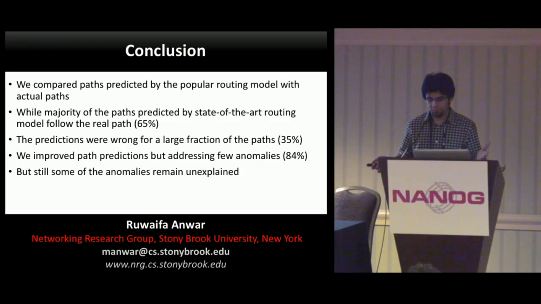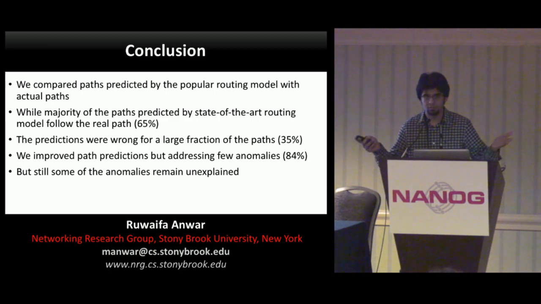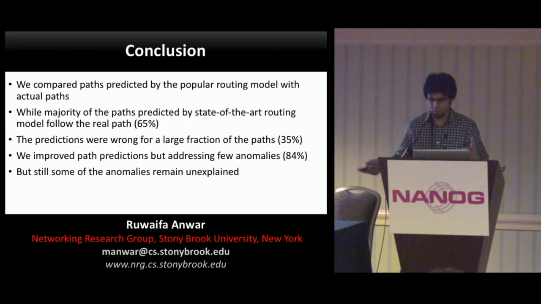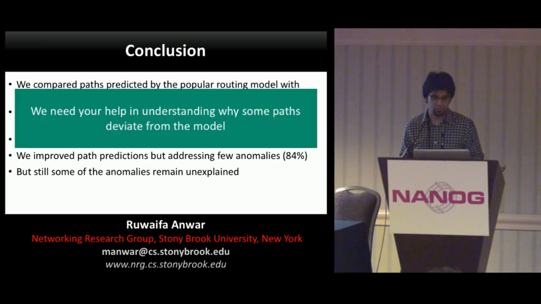We could explain a few decisions by sibling ASNs, geography, prefix-specific policies, undersea cables, and domestic path preference. After this, the accuracy of prediction actually jumped to 84% of total decisions. But still, a few anomalies remain unanswered. So obviously, we need your help in understanding why some paths deviate from the model.